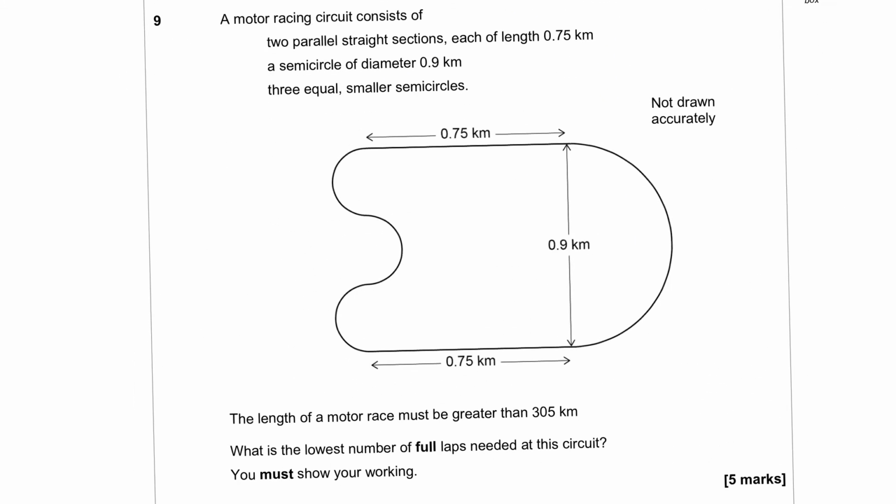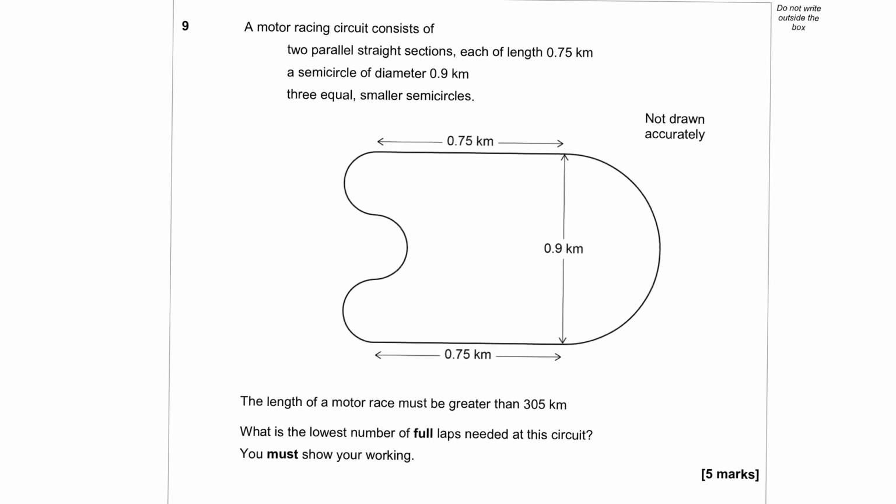Question 9 is about a motor racing circuit that consists of 2 parallel lines, each of length 0.75 kilometers, a semicircle of diameter 0.9 kilometers, and 3 equal, smaller semicircles. It says the length of the motor race must be greater than 305 kilometers. What is the lowest number of full laps needed at this circuit? So let's have a look.